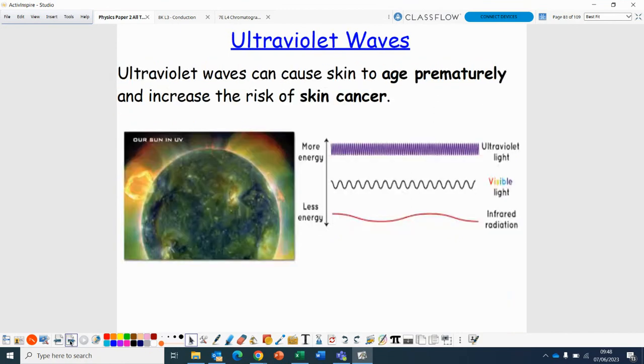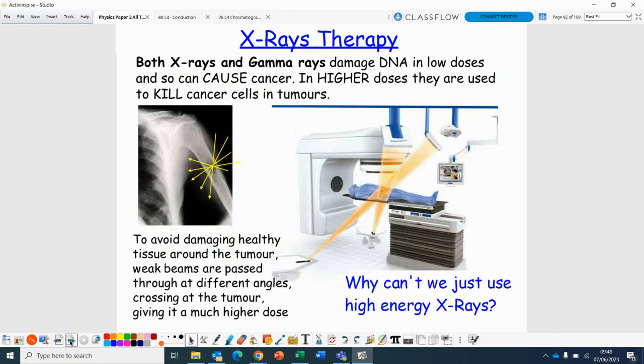Ultraviolet light can prematurely age your skin and can increase the risk of skin cancer. Both gamma rays and X-rays give you a small dose, which could cause cancer. So to reduce this, they tend to give you lots of small doses on a tumour at different angles. You can see it here. So then the tumour is getting a high dose, whereas the rest of your body is getting a much lower dose.